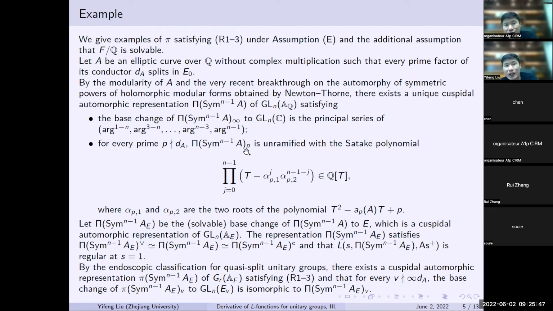Okay, so in other words, to produce such pi, you only need an elliptic curve A whose conductor splits in E_0. But this is very easy to find. Okay, so through all this recent breakthrough, you will produce a lot of examples satisfying R1, R2, R3. Good.